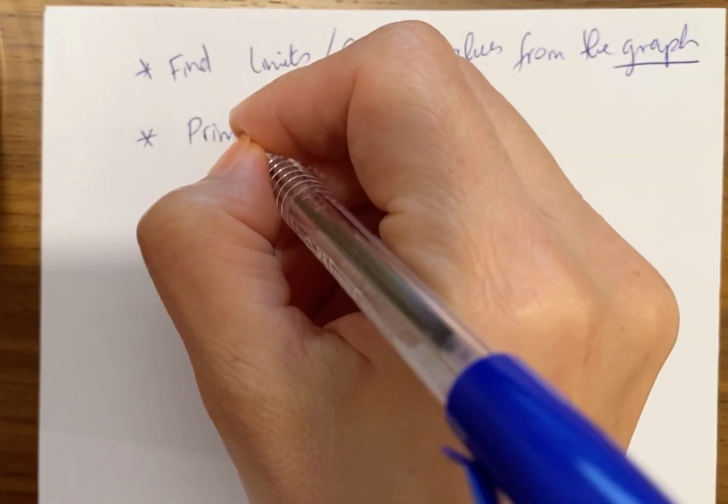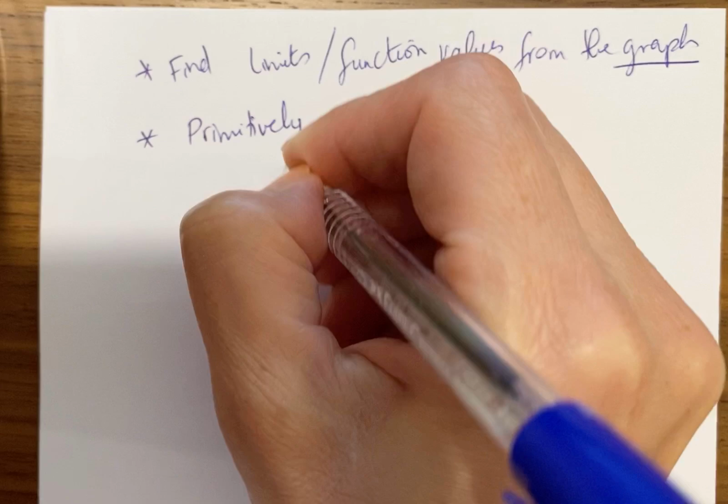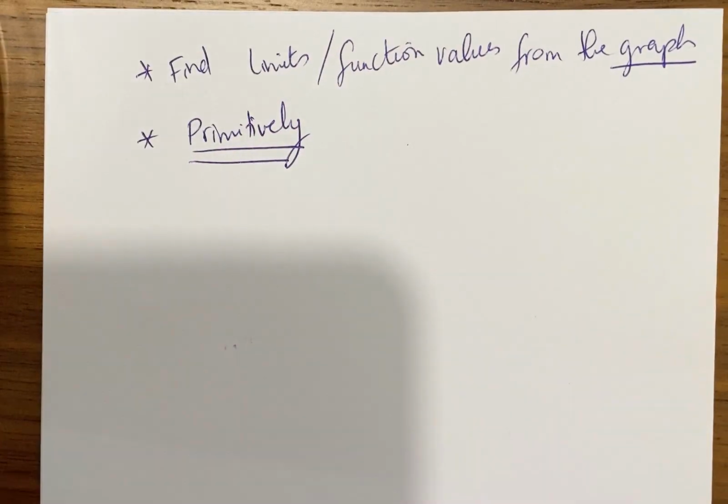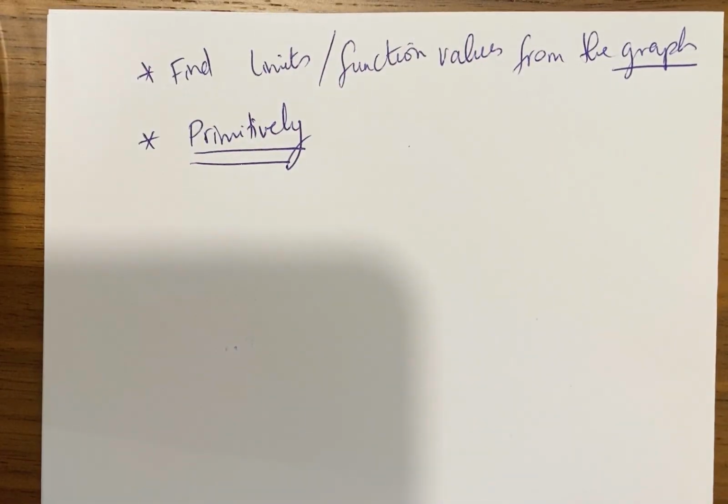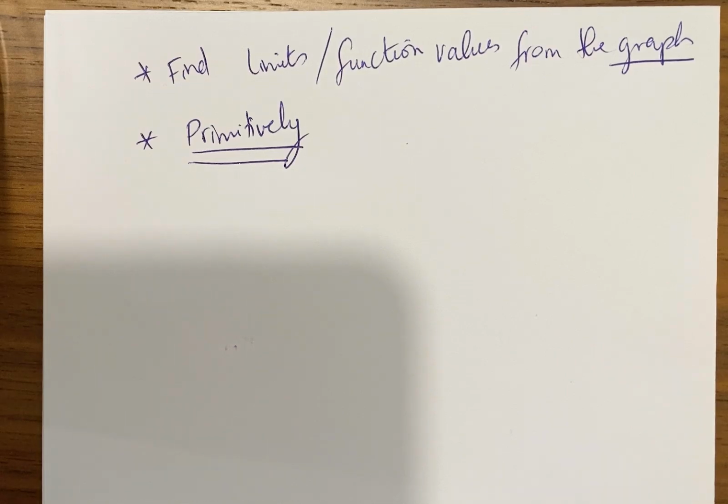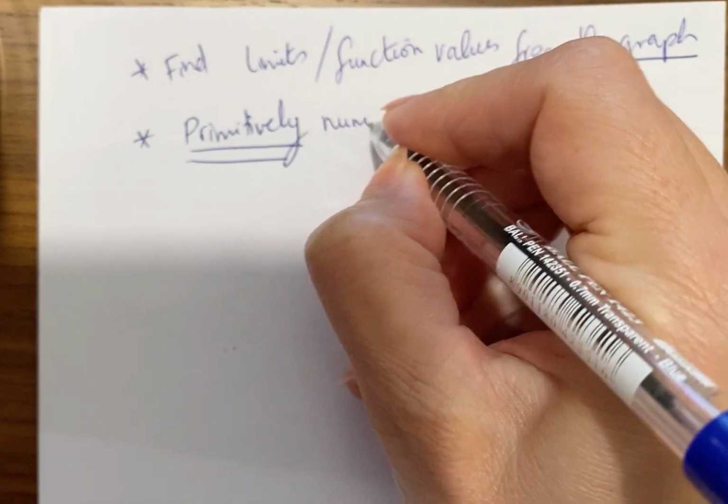Primitively, and I want you to never use this method. It's a primitive method and we will never use it. I see people even in final exams using this method. This is called a numerical method. We never use numerical methods to find limits. What we use is graphs, or algebraic methods, or later on we learn the calculus derivative method called L'Hopital's rule. But we never use this primitive numerical method.